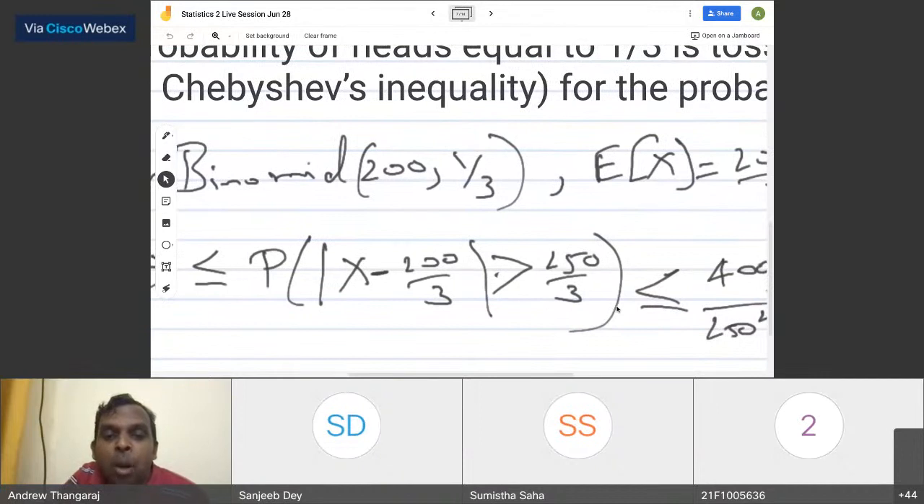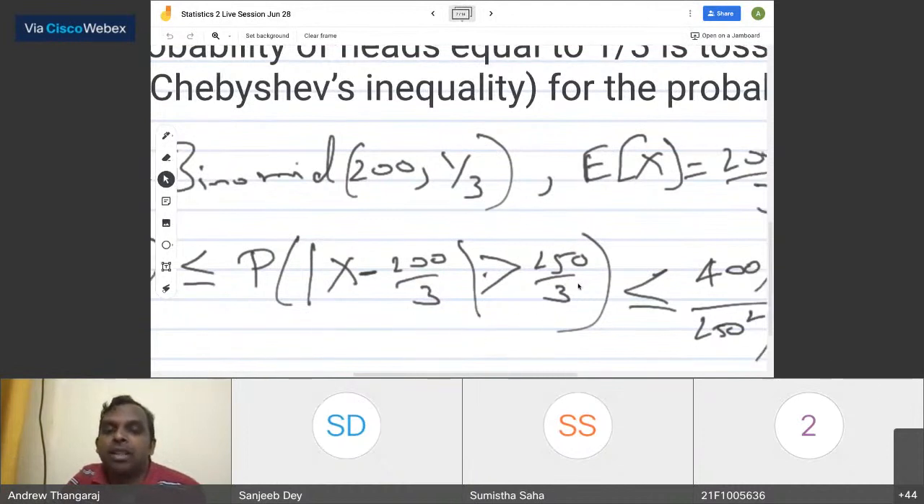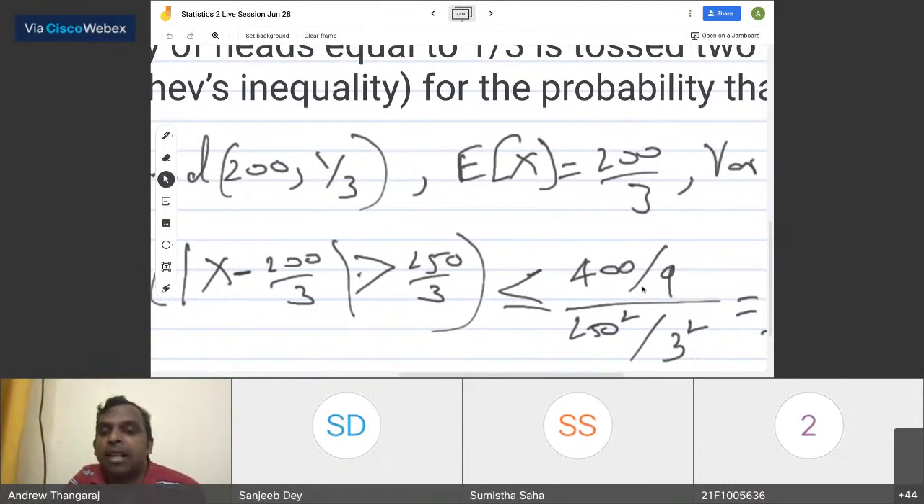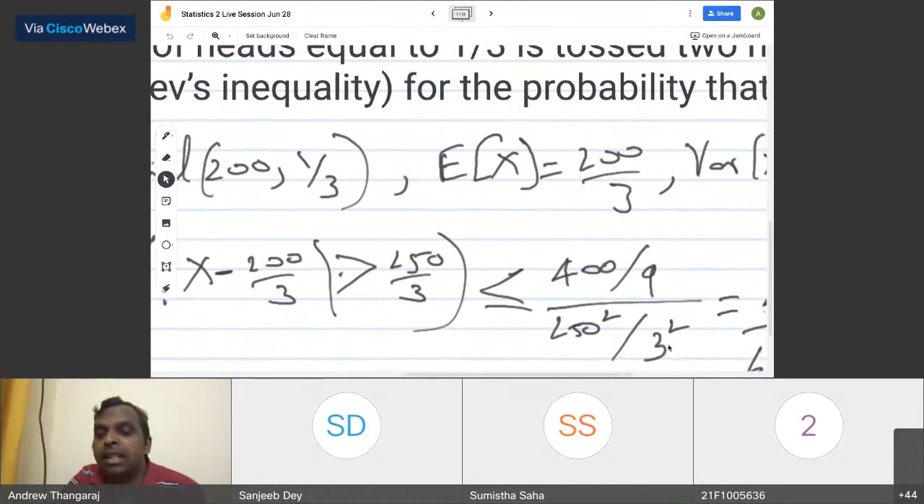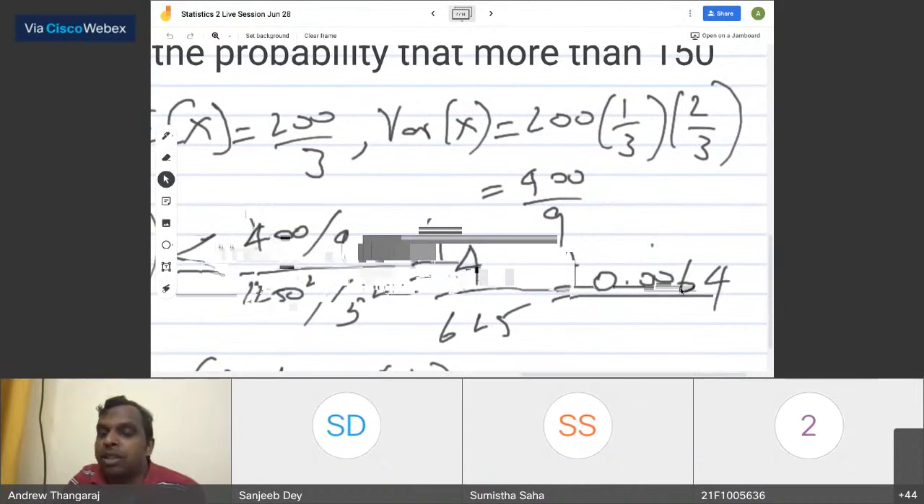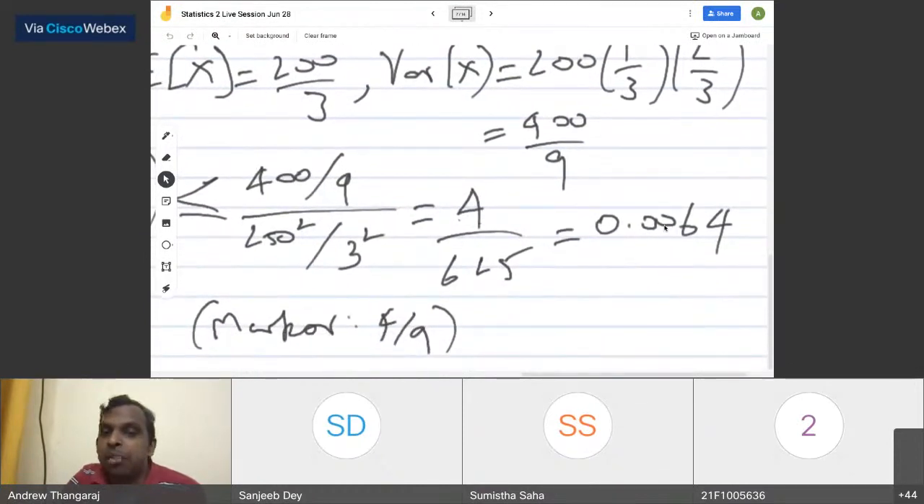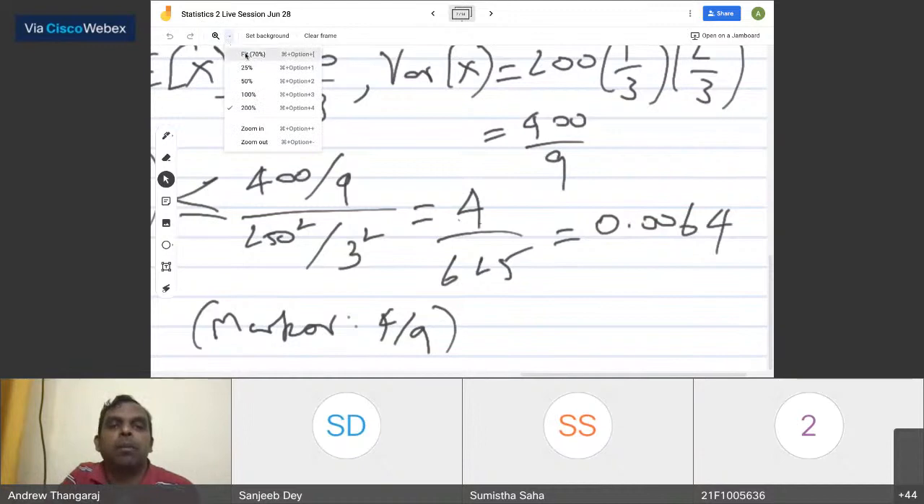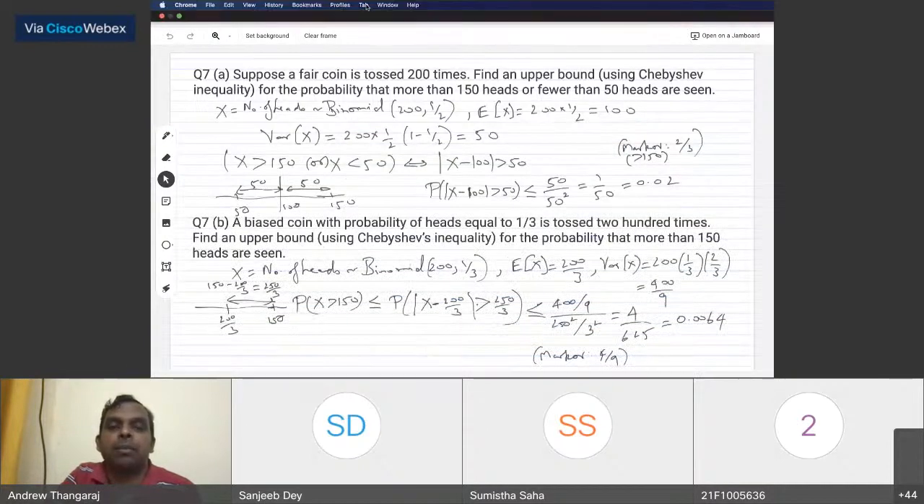Once I have this form, why is this form very, very nice for me? This is the Chebyshev form. I can use my Chebyshev formula, right? So it's less than or equal to variance of x divided by 250 by 3 whole squared. And that's just a simple calculation. You can do 4 by 625. 0.0064. Now compare this to Markov, which gave you 4 by 9, right? You did the same question in Markov. You got 4 by 9. Look at how much better the Chebyshev inequality is, 0.0064. Okay. All right. So let's go back to the next question.